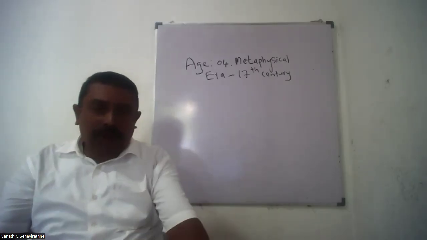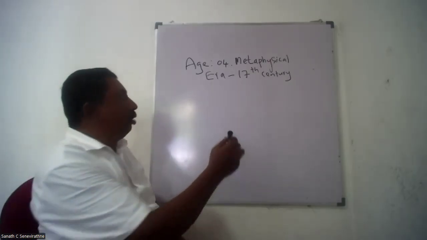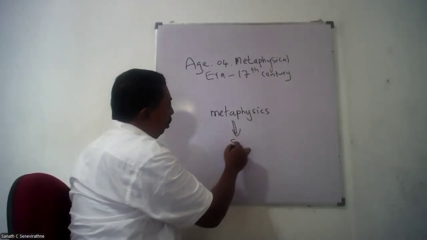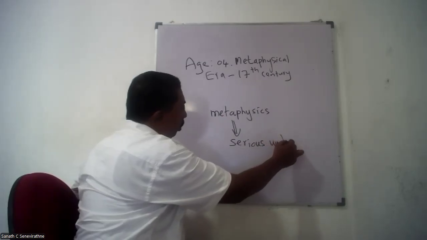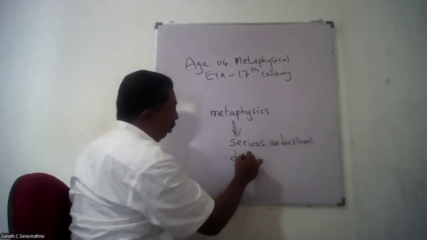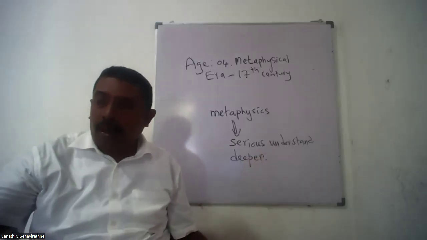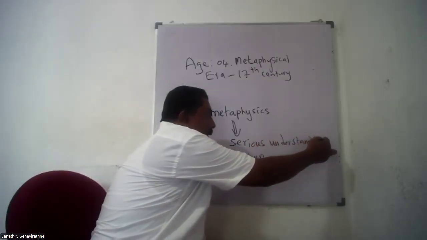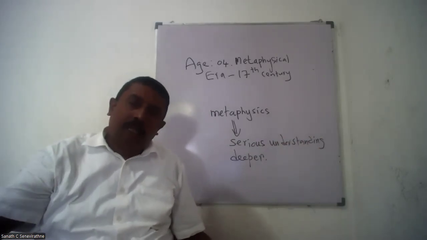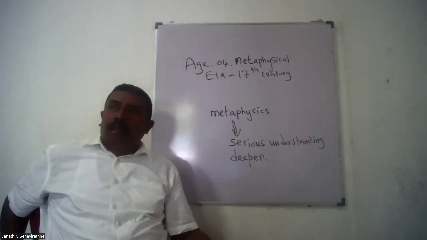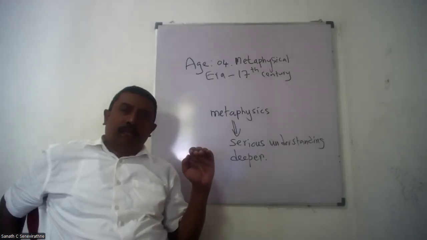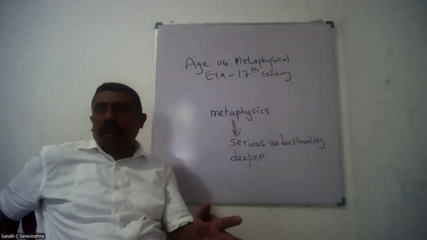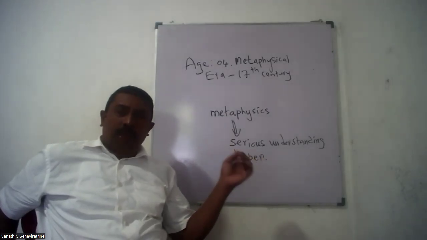This period is called metaphysical. Metaphysics means serious understanding. If not, deeper understanding. Deep understanding. In Sinhala called Abhidharma. Abhidharma also metaphysics. In this age, writers challenged medieval time beliefs. They always considered the reality of the world. Reality of the world. That means they condemn demons, those beliefs.